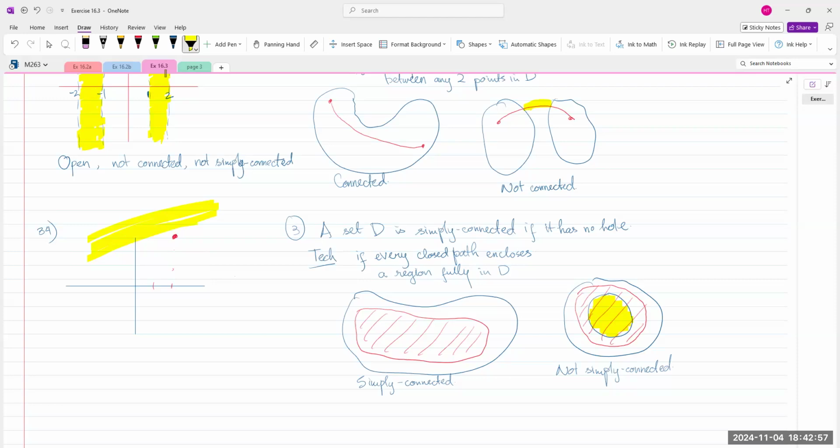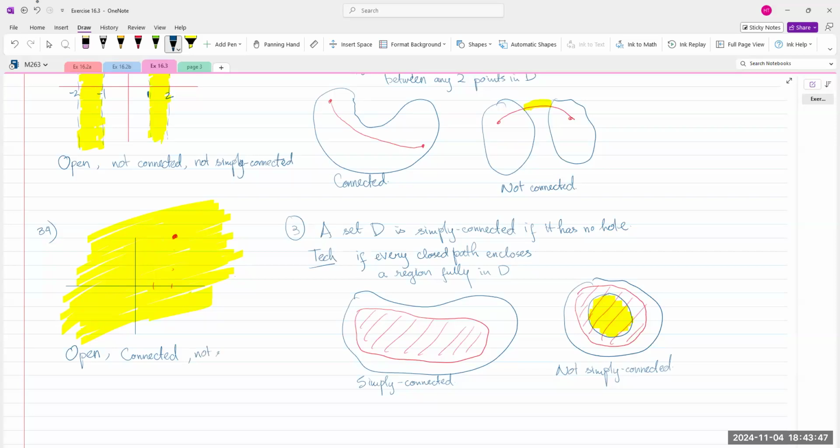Is it connected? Is it open? Yes, it's open, because any point you choose other than 2, 3, you can easily find a disk fully contained in the yellow region. Okay, so yes, it is open. Is it connected? Yes, it is connected, because for any 2 points, you can always find a path fully contained in the yellow region, right? But it is not simply connected.